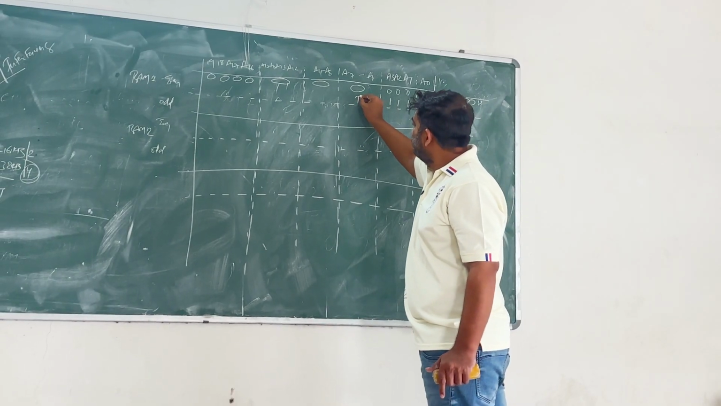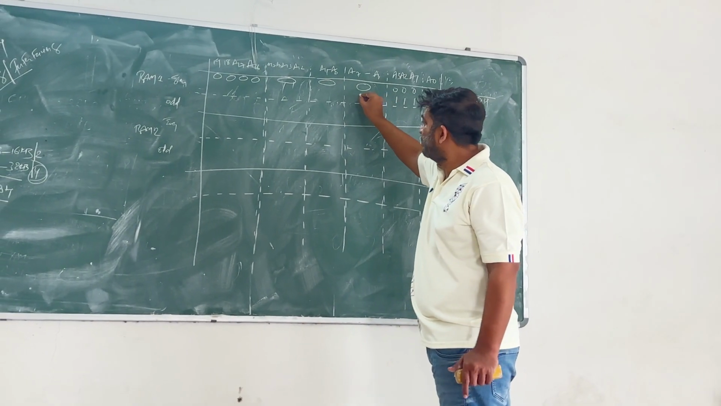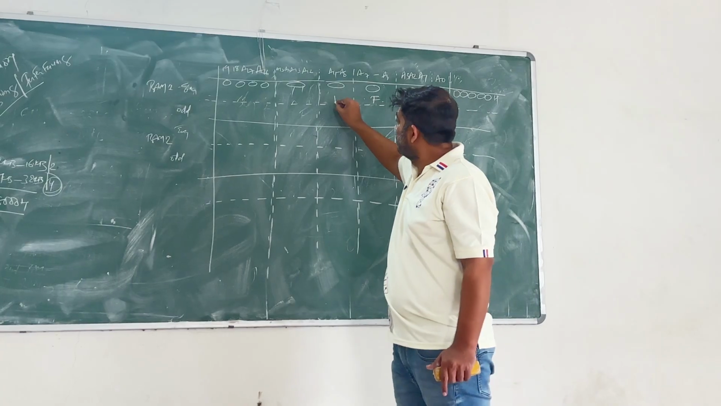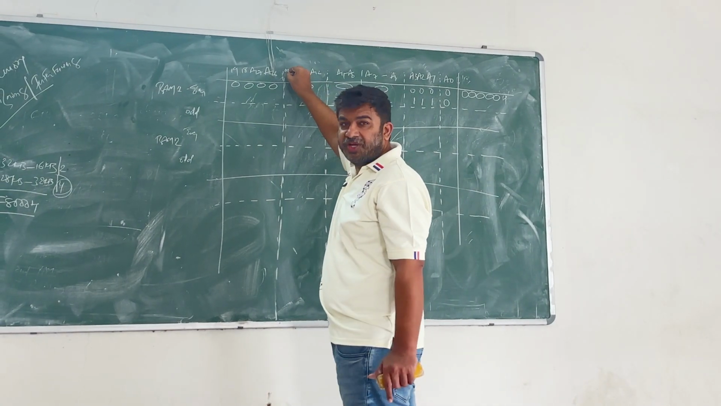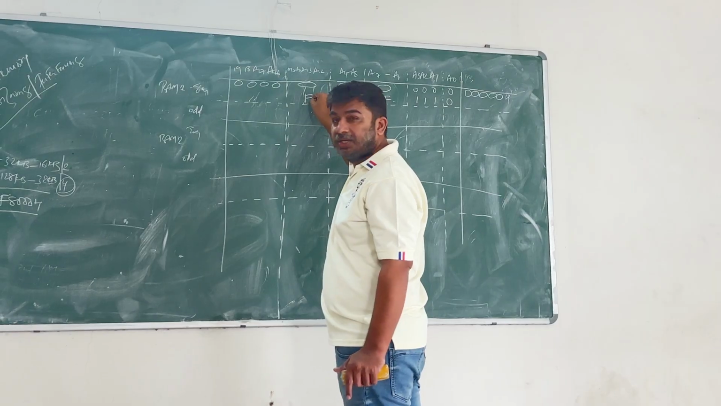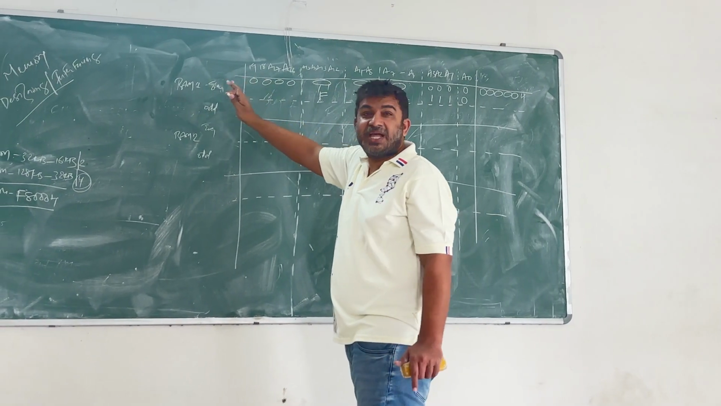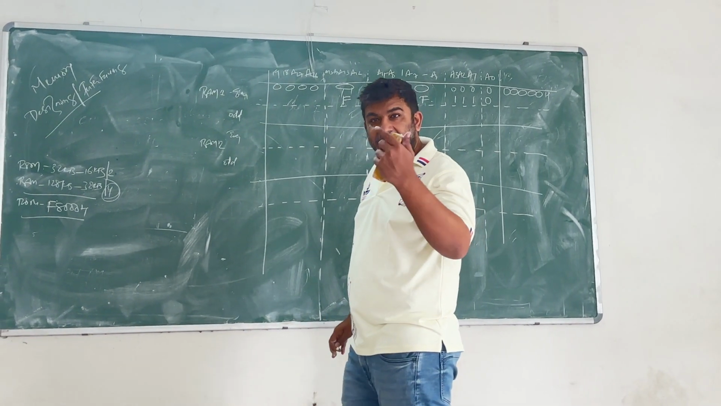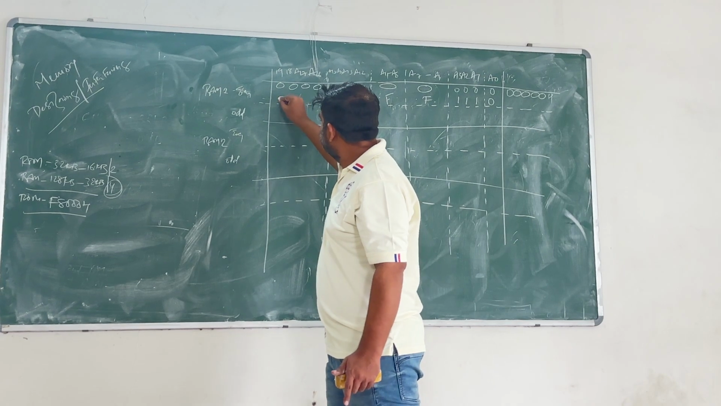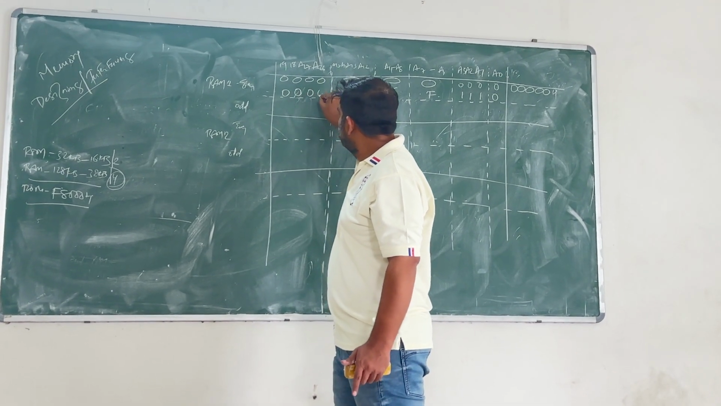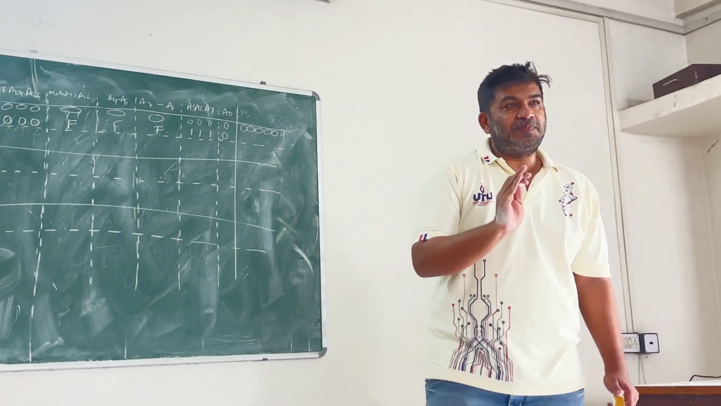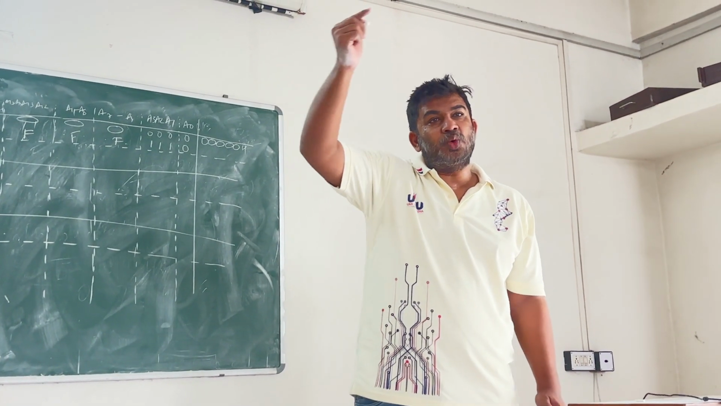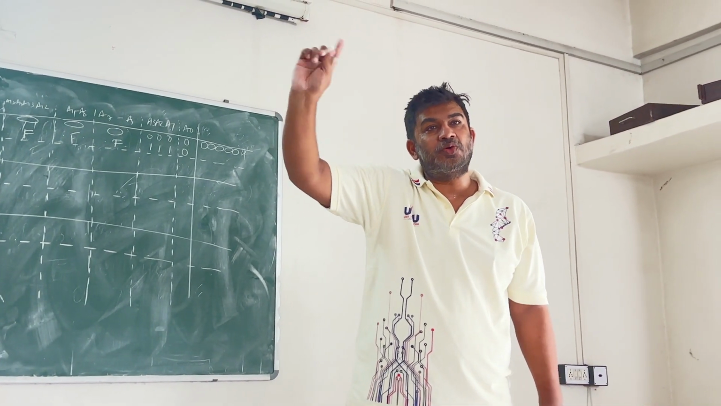So I will change them to 1111. All of A1 to A15 will become 1111. The other lines will not change; they will remain as they are, so it is again 0, 0, 0, 0. Understand what I have done? I have simply replaced lines A1 to A15 from 0 to 1.